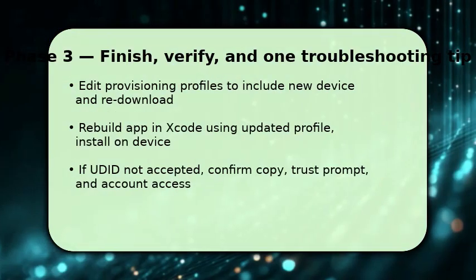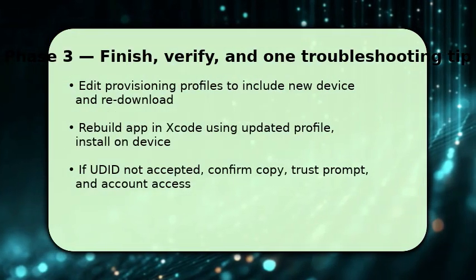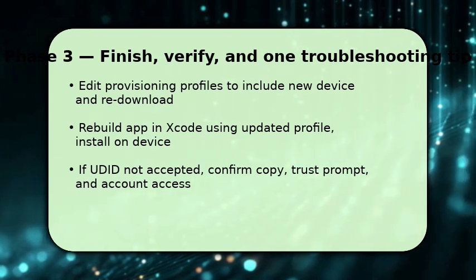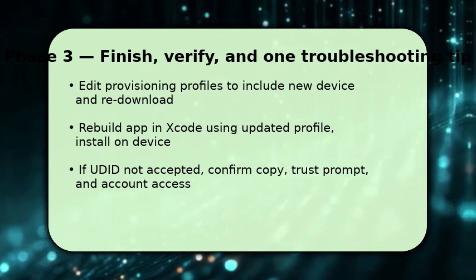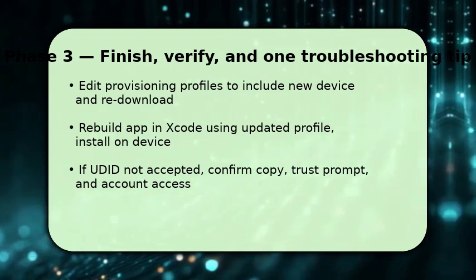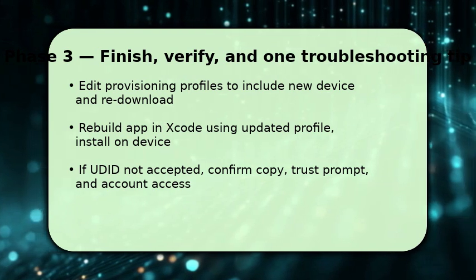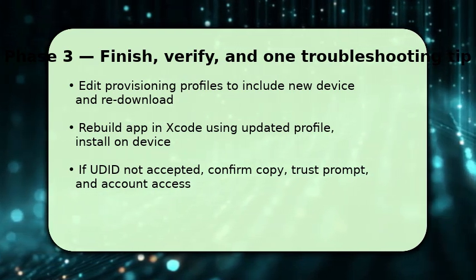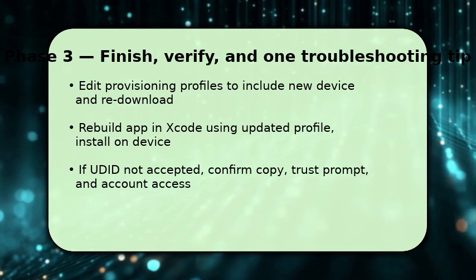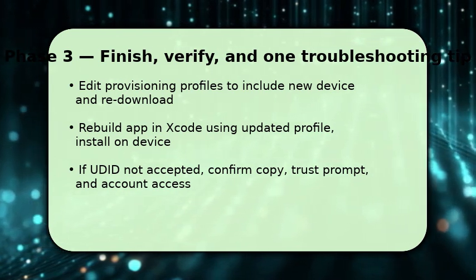With the device registered, open Certificates, Identifiers, and Profiles and update the provisioning profile that will sign your app. Add the new device to that profile, regenerate the profile, and download it. Then, in Xcode, refresh signing, select the updated profile, and rebuild to install on the device.